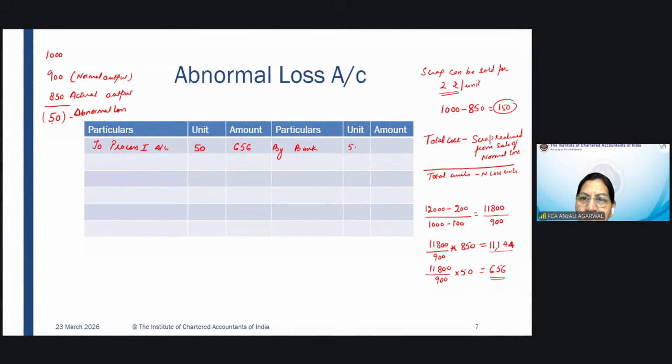These 50 units can be sold for 100 rupees, and our true loss, which will move to the profit and loss account or costing P&L account that we can say here, will be 556 rupees only. Once again, your amount should match with the amount and the units should match with the units. So this is your abnormal loss account.